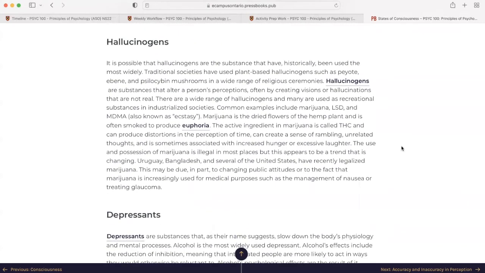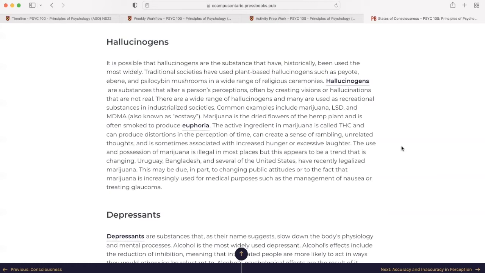So, hallucinogens, which we already heard about with the LSD discovery. It is possible that hallucinogens are the substances that have historically been used the most widely. Traditional societies have used plant-based hallucinogens such as peyote, ebene, and mushrooms in a wide range of religious ceremonies. Hallucinogens are substances that alter a person's perception, often by creating visions or hallucinations that are not real. There are a wide range of hallucinogens, and many are used as recreational substances in industrialized societies. Common examples include marijuana, LSD, and MDMA, also known as ecstasy.